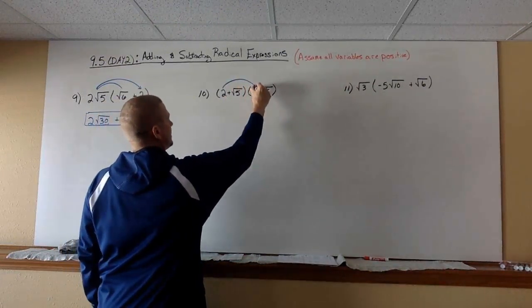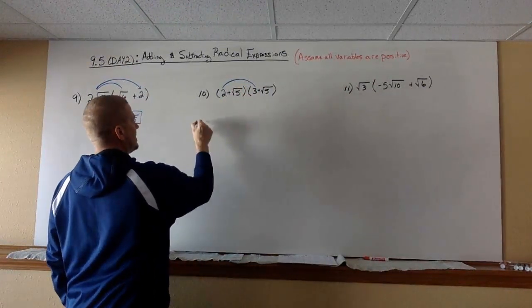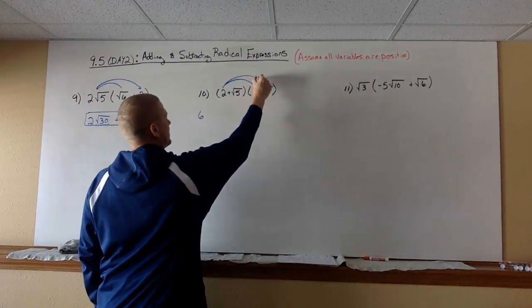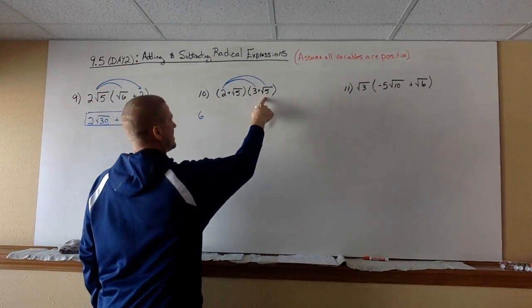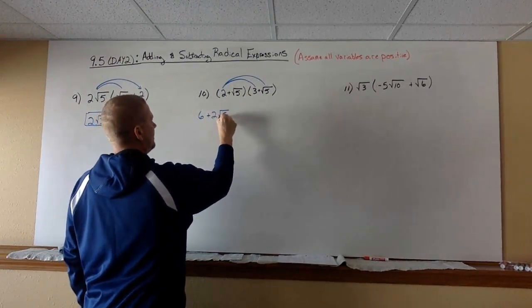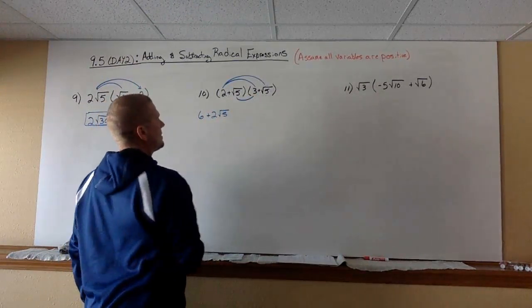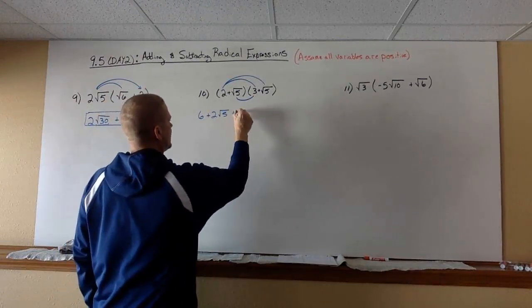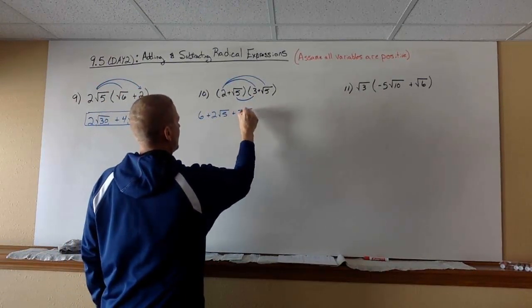So I distribute 2 to the first one. 2 times 3 is 6. Distribute 2 to the second one. 2 times the square root of 5 is positive 2 square root 5. Then I need to distribute here, square root of 5 times 3. Well, that's plus 3 times the square root of 5.